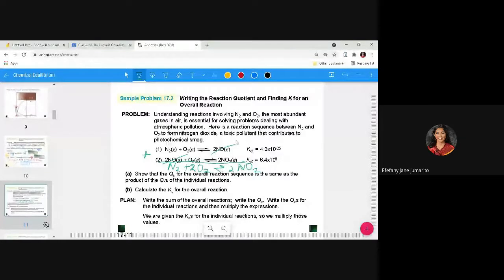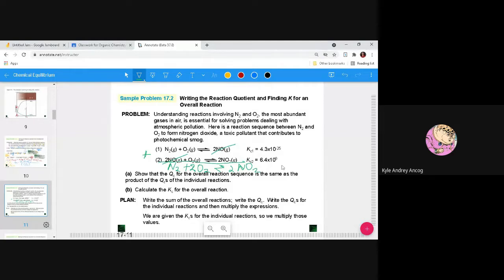Let's go back. So this is our overall reaction, no? Here we have the slow step, the rate determining step, and then we have our fast reaction. Okay, so for our overall reaction, we just sum the two reactions. So we have this one. And how do we get the KC overall?